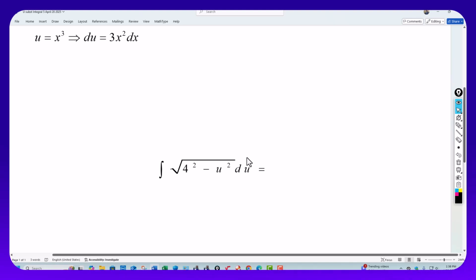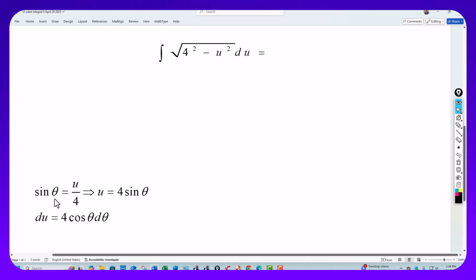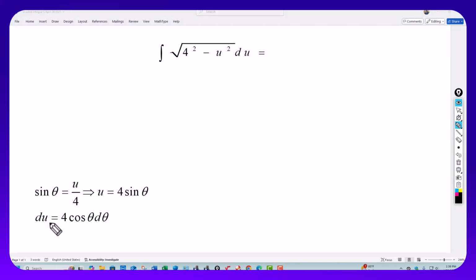And here I'm going to use a trig substitution that involves the sine. So here's my substitution: sine of theta will be u over 4. Remember, u is x to the third. Solving for u, I get u equal 4 sine theta. So du is equal to the derivative of 4 sine theta, which is 4 cosine theta d theta. And then I'm just going to make the appropriate substitutions here. So du right here is going to be replaced by 4 cosine theta d theta.